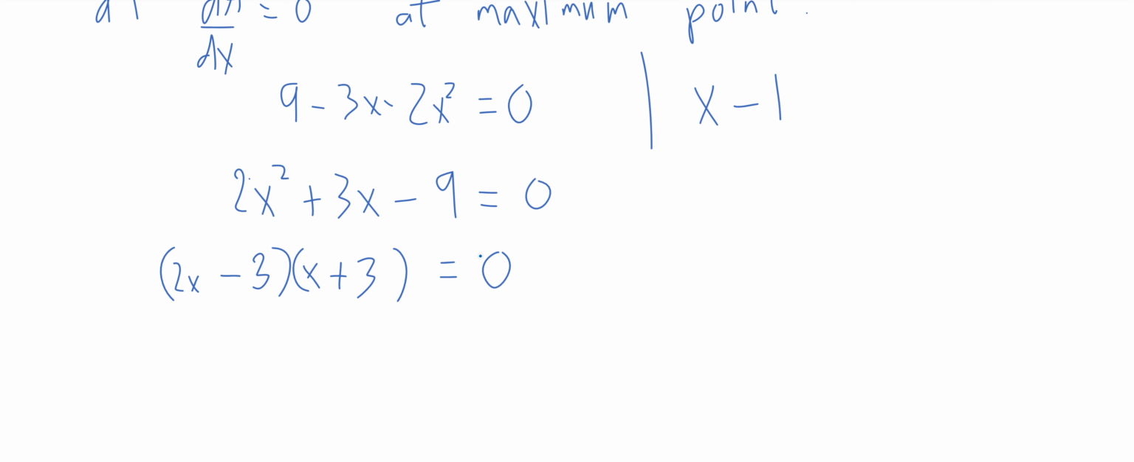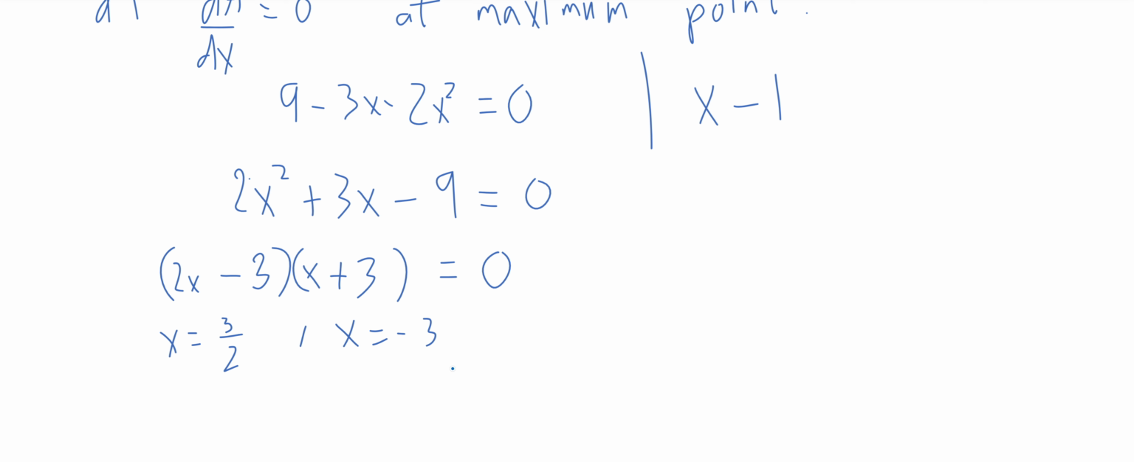And now solving this, this expression equals 0 if the first bracket equals 0, or if the second bracket equals 0. And the first bracket equals 0 when x equals 3 over 2, because 3 over 2 times 2 is 6 over 2, which is 3. 3 minus 3 is 0. And the second value is x equals minus 3, because minus 3 plus 3 is also 0. So these are the two solutions to dA by dx equals 0.